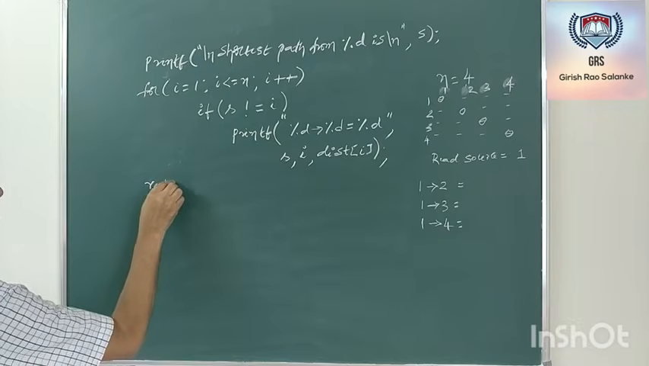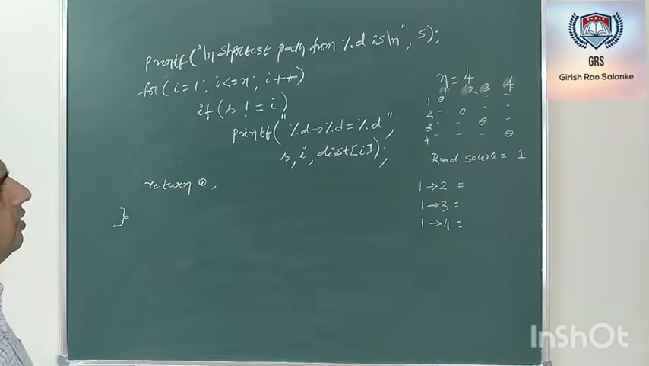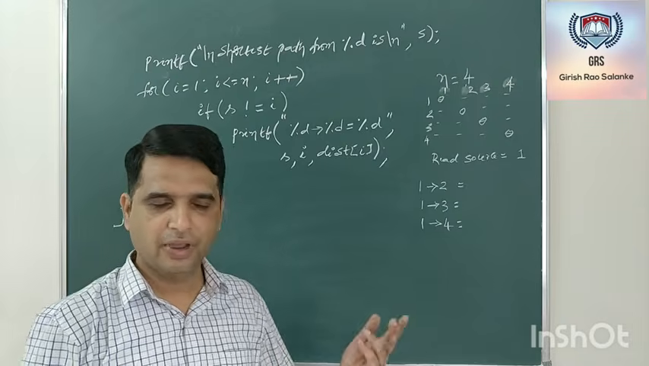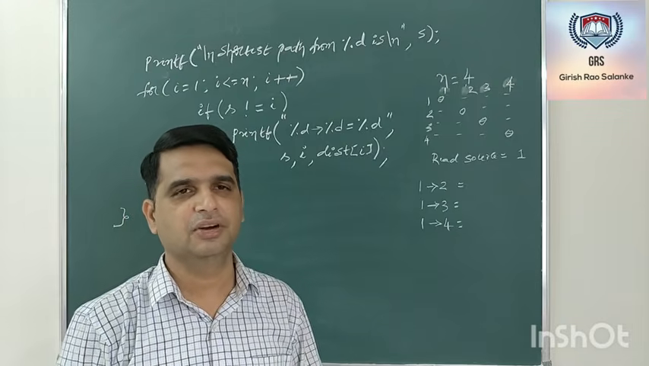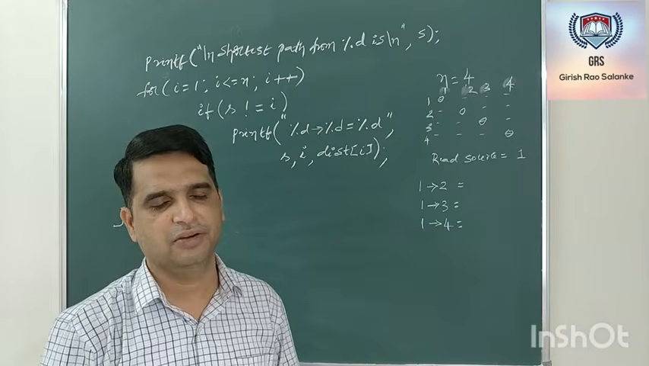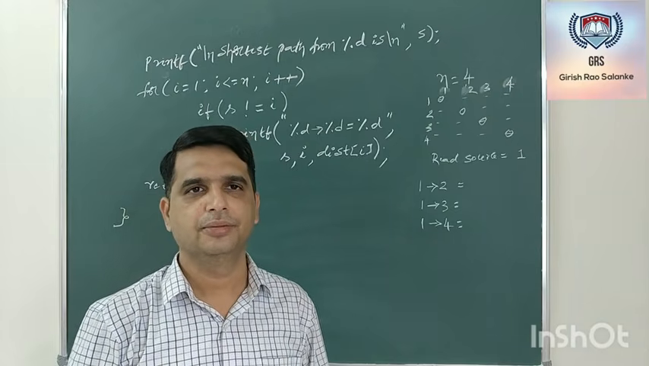Return 0. Close the main function. So this was about the main function. Now quickly we'll go for the Dijkstra's function. Note that the Dijkstra's function was called without holding the return value. So while writing Dijkstra's function, we should write the return value of Dijkstra's function as void.